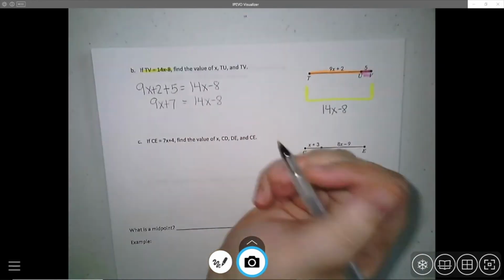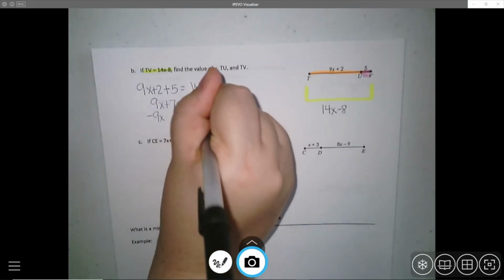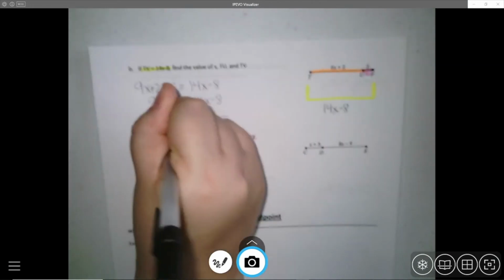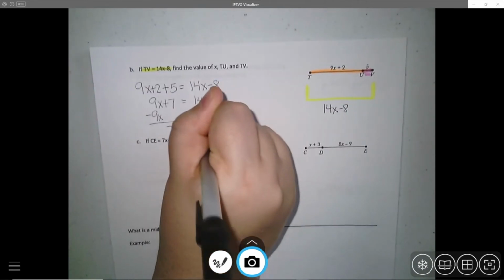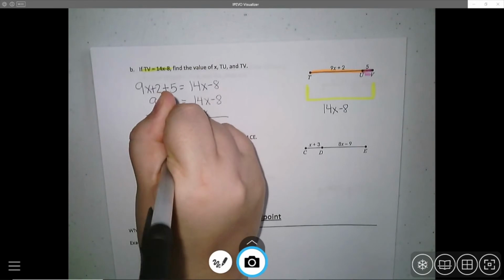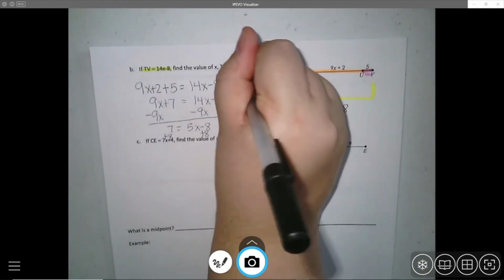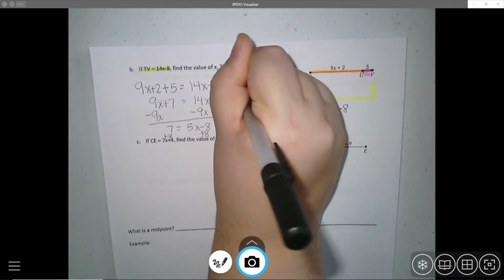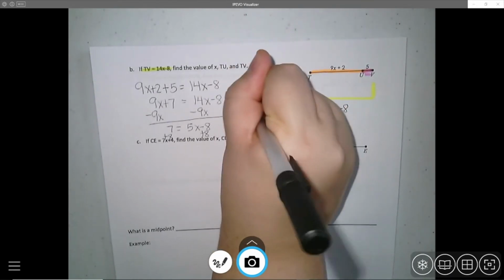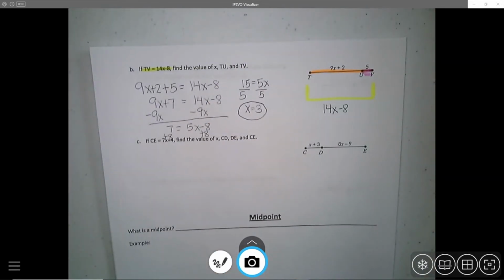Okay, I'm going to get the x's on one side, so I'm going to subtract 9x to give me 7 equals 5x minus 8. Add 8 to both sides. I'm going to go up here on the right-hand side. When I add 8, I get 15 equal to 5x. Divide by 5. I get x to equal 3. Okay, there is my x.